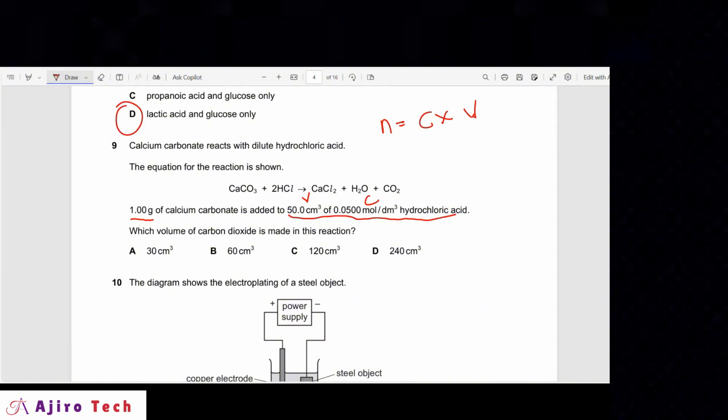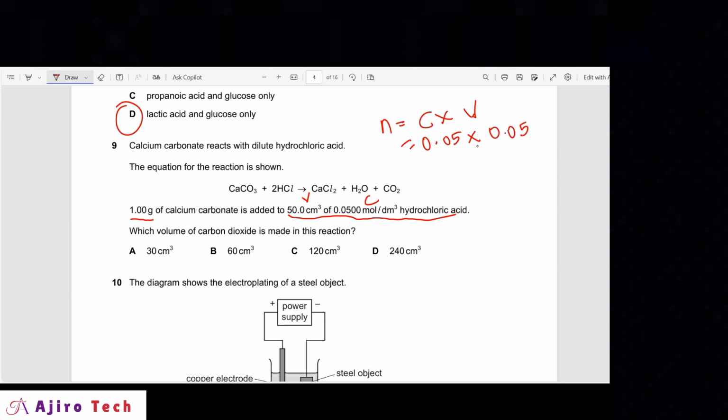Okay, so from here we have 0.05 as the concentration, and then the volume. The volume is in cm cubed, so to get it in dm cubed, just divide by 1000. So we make use of the calculator, and we do 50 divided by 1000. That'll give you 0.05 as well.